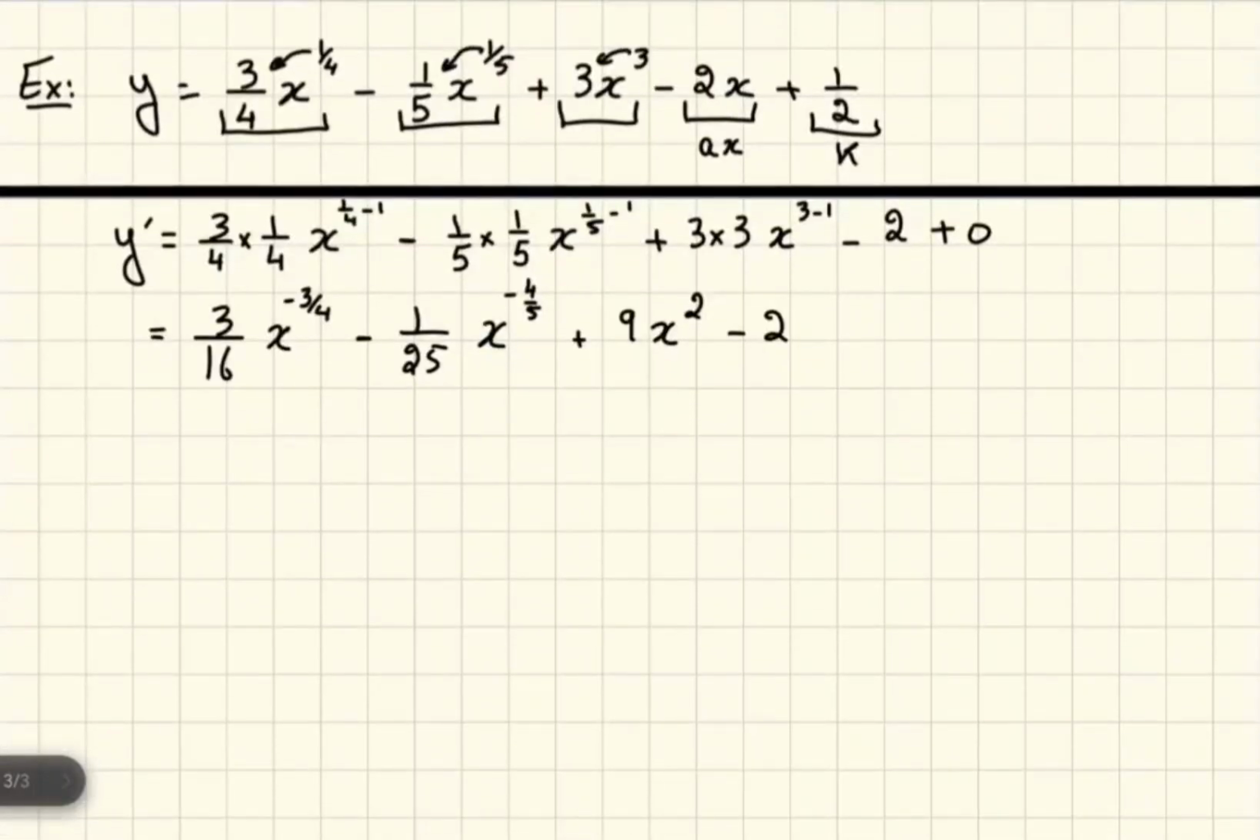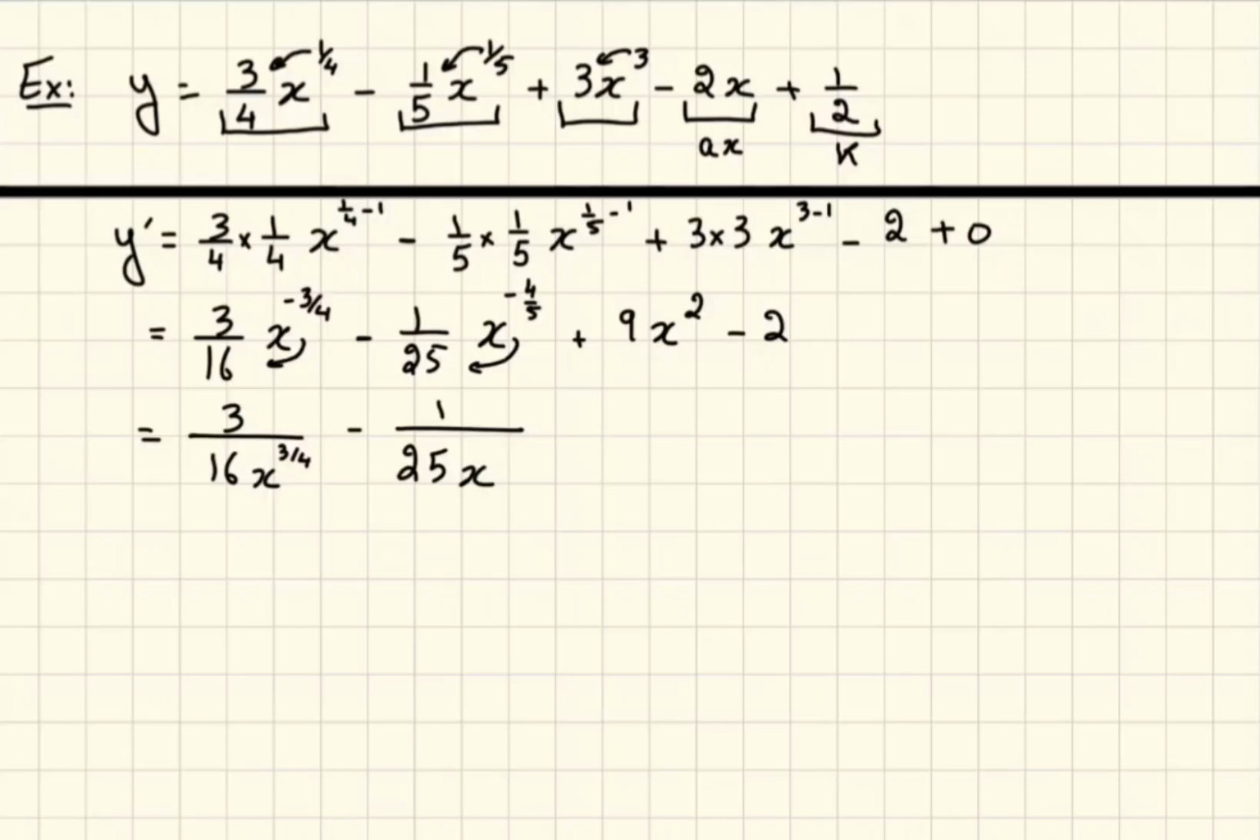Now, if the question finds your answer with positive exponents, then what you need to do is to take this down. It becomes 16x exponent 3 over 4 minus this one is 1 on top. We take this one down to make it positive exponent, so it becomes 25x exponent 4 over 5 plus these will stay the same, 9x squared minus 2.